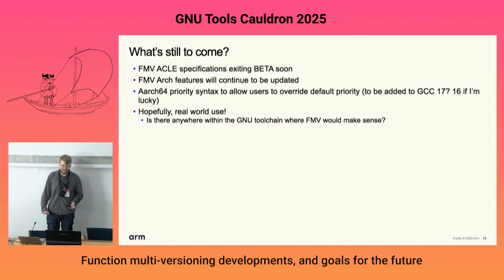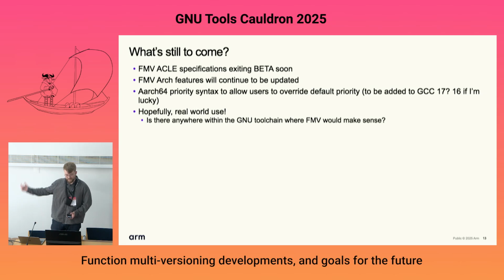What would we still like to do? Our ACLE specifications that we wrote are still in beta because we're expecting people to tell us they're wrong. If no one tells us they're wrong, they will exit beta. It will come as a surprise to some people, but ARM intends to make more hardware extensions. And when that happens, we intend to update function multi-versioning with that.